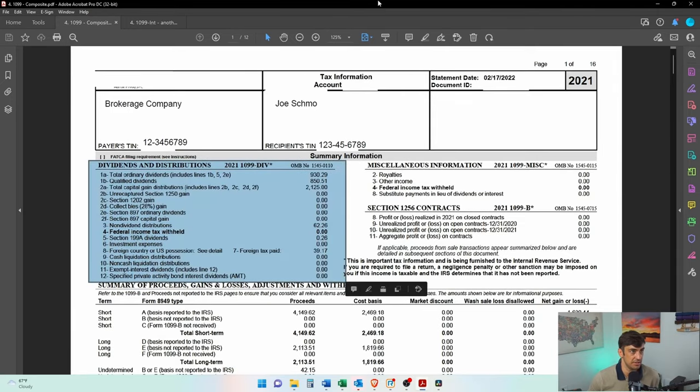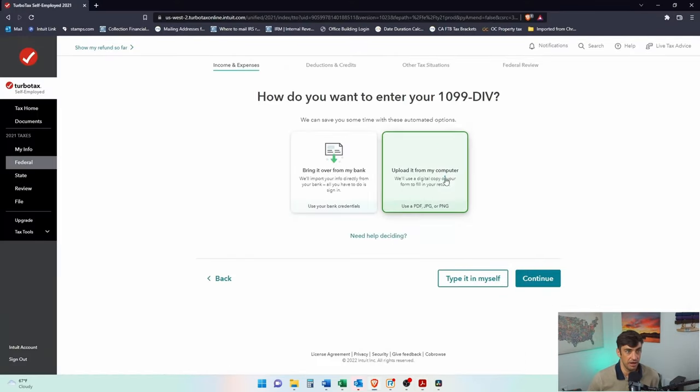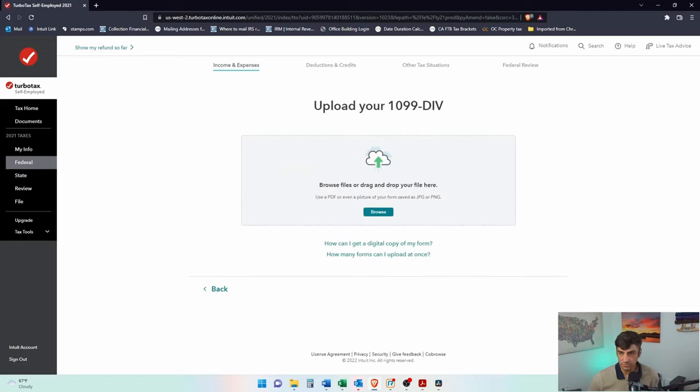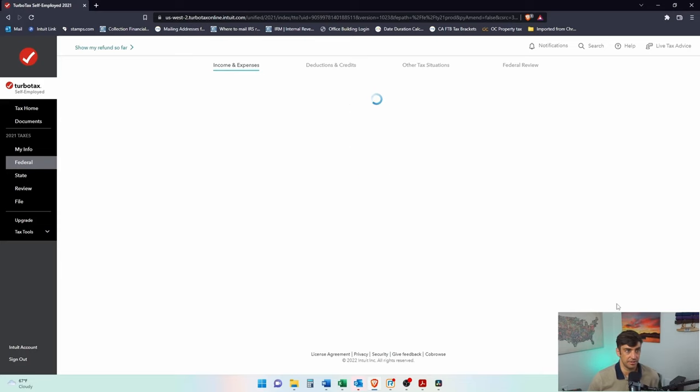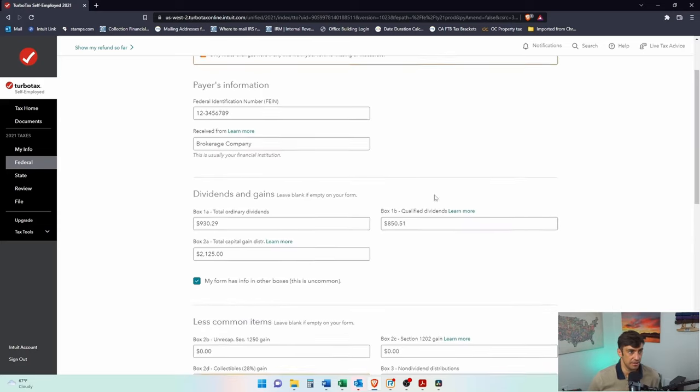It should be able to take this because this is a really common form. Upload it from my computer, continue, drag and drop. Let's see what happens here. Come on, TurboTax. Man, taking a bit here, huh? There's a lot of information on this thing, I bet. That's why. Wow, look at that.